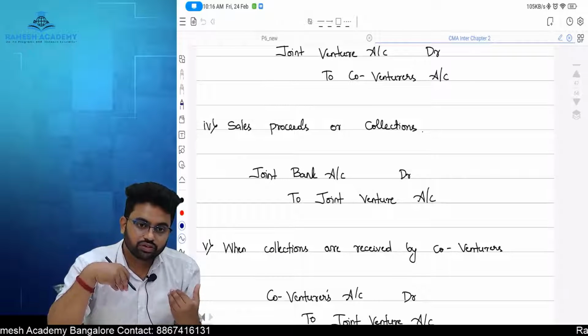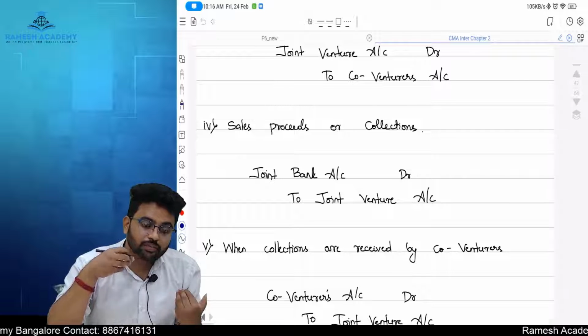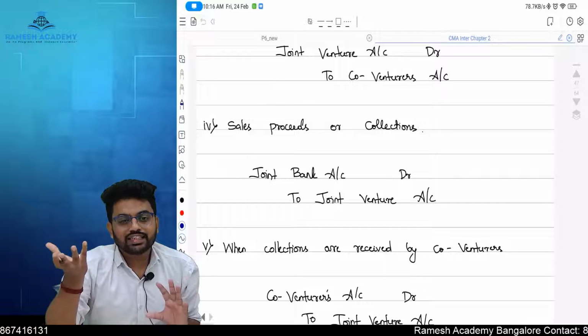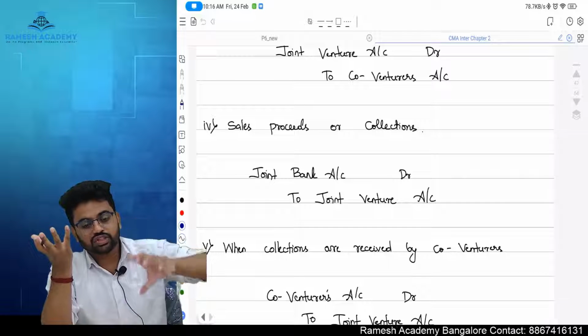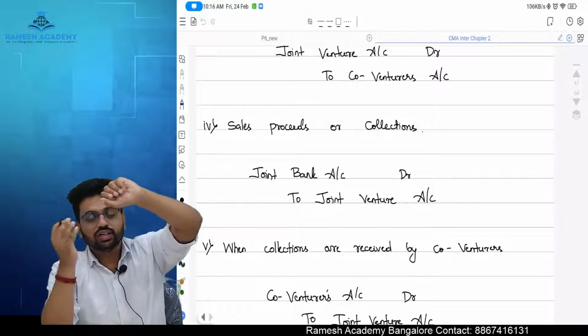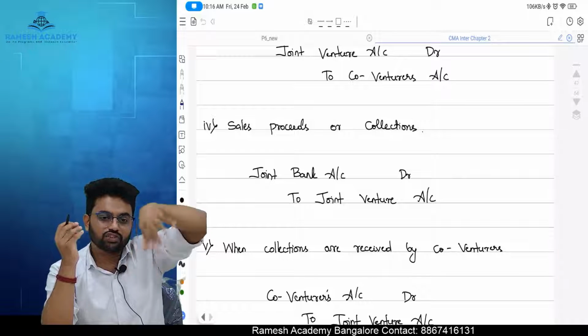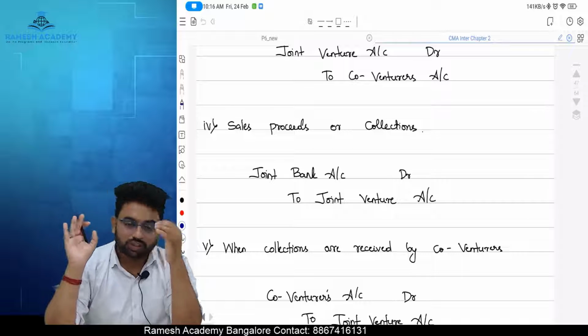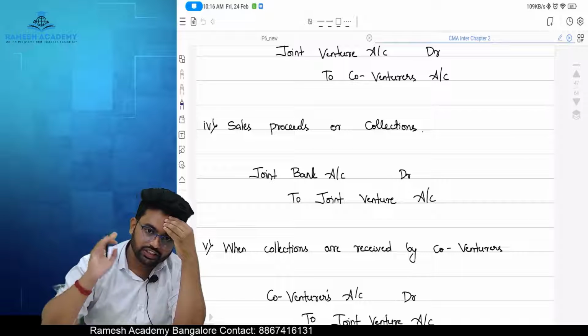We will receive, no? So money will come in. So joint bank account debit to sales we can't write. What we will write? It's an income. Finally, if you write sales also, that should be transferred to the joint venture account. So sales getting cancelled. So finally, what we will write? As it's an income, we will credit the joint venture account. So joint bank account debit to joint venture account.